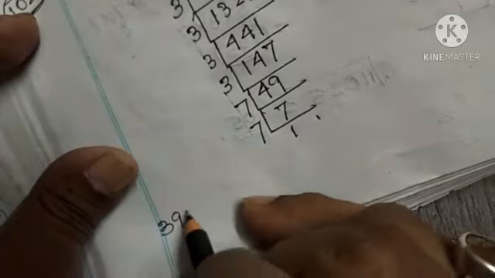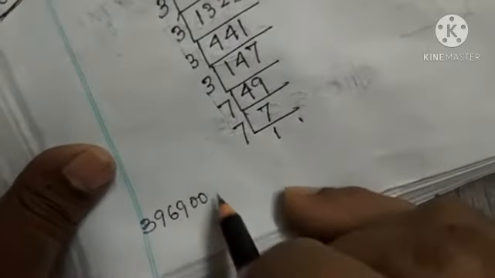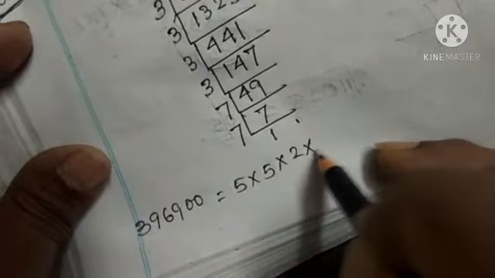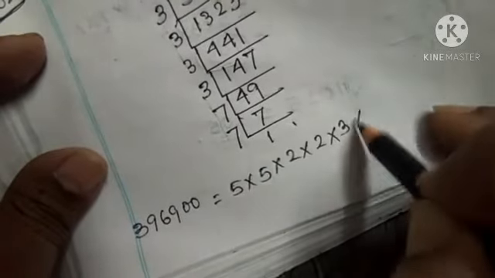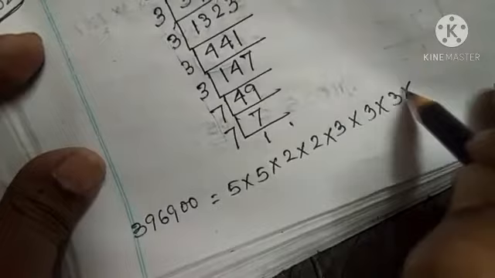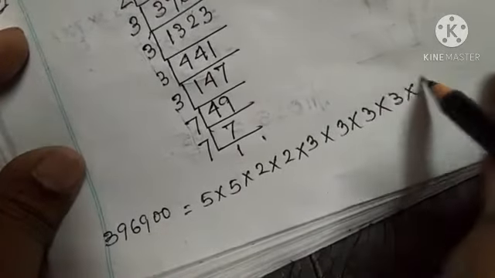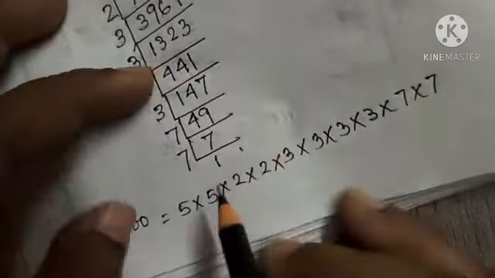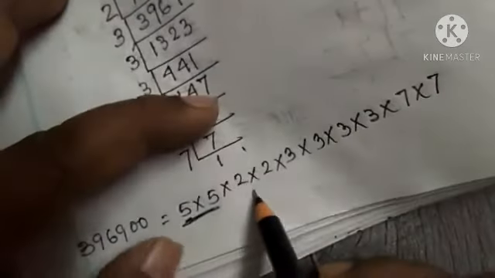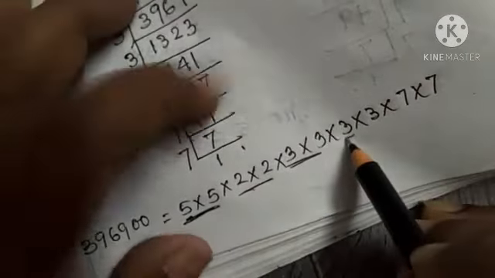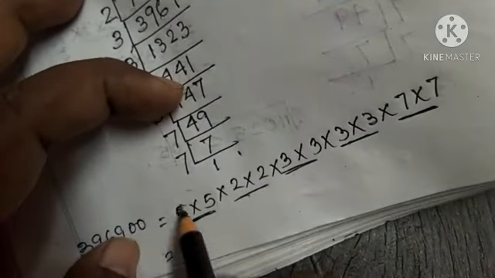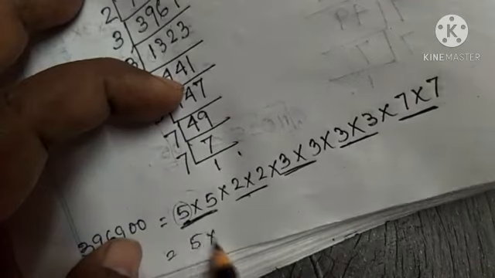Therefore 396,900 is equal to 5 into 5 into 2 into 2 into 3 into 3 into 3 into 3 into 7 into 7. We have to find out the pair of 5, pair of 2, pair of 3, another pair of 3 and another pair of 7. We have to just write the number 5.